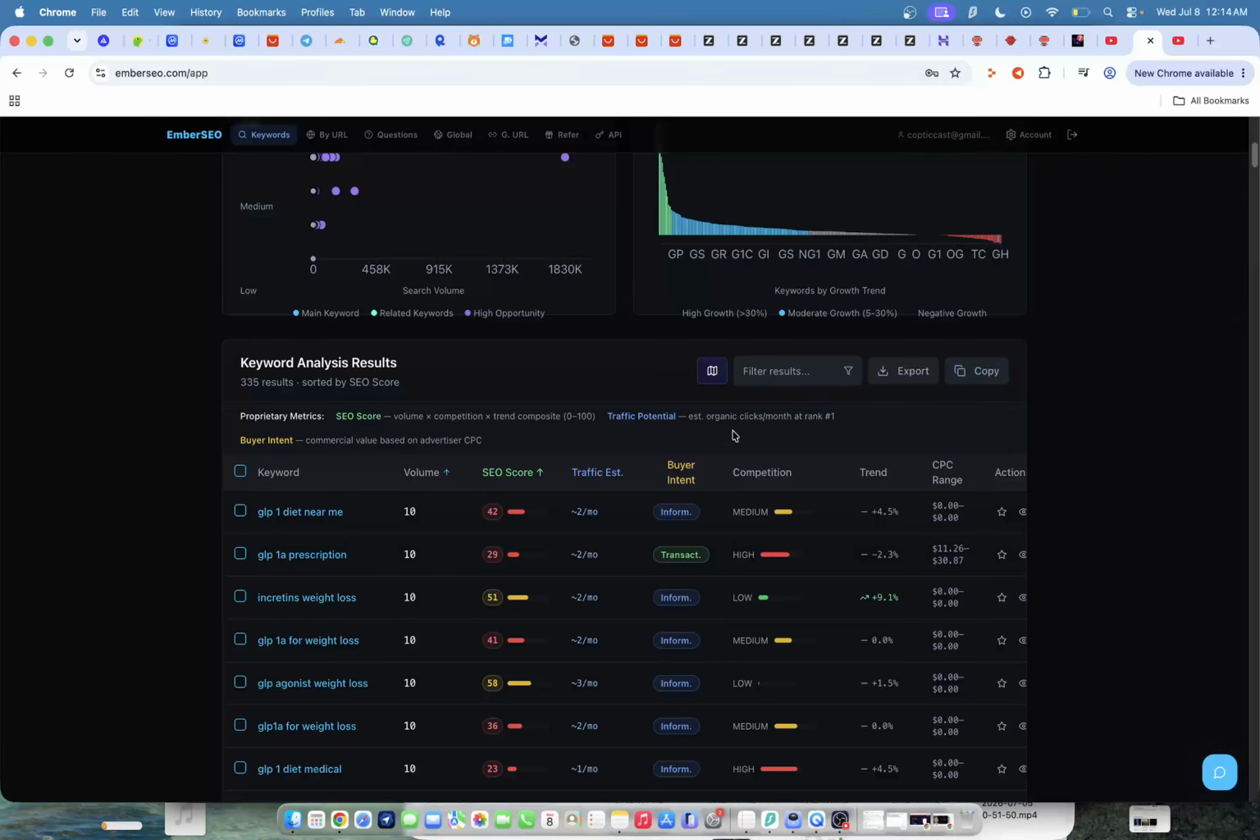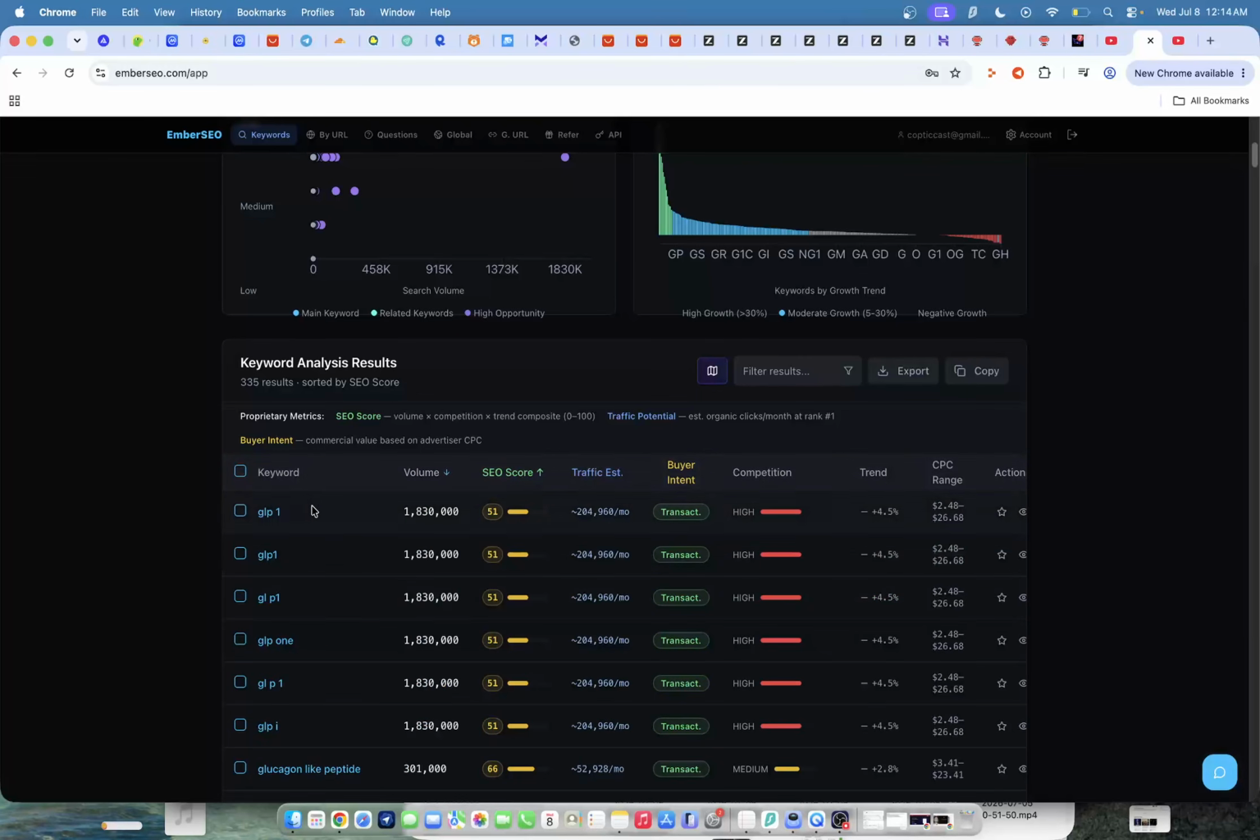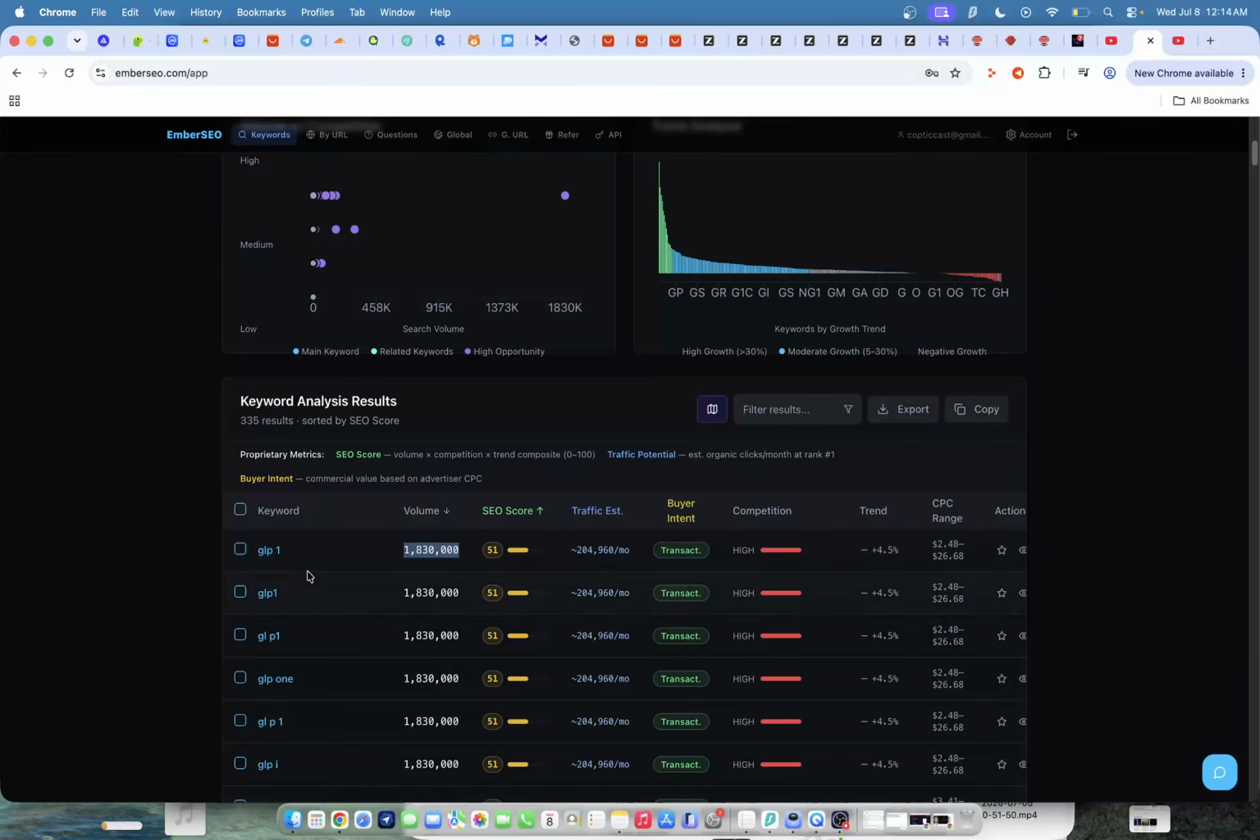But anyways, search volumes are indications of how many searches exist for that exact keyword term per month, right? So here we have a search volume of 10. This is not per day. This is per month for this keyword. Now, if we click on this, here we have a keyword search volume of 1.8 million, 1.83 million to be specific for this keyword.